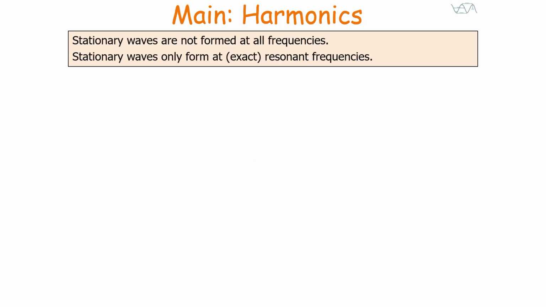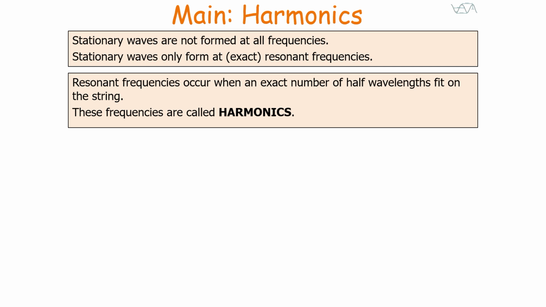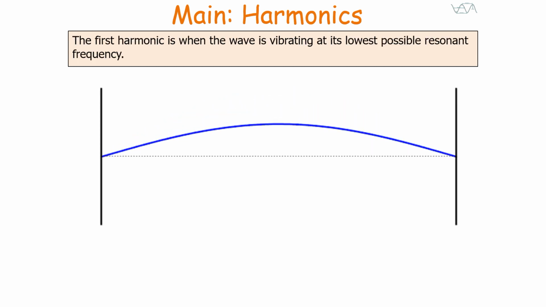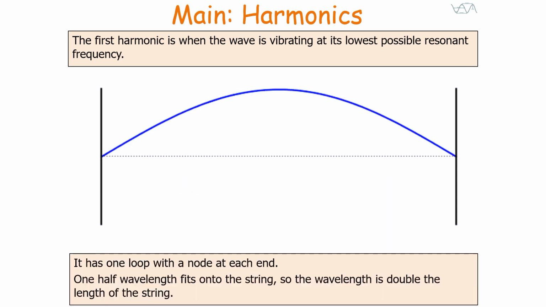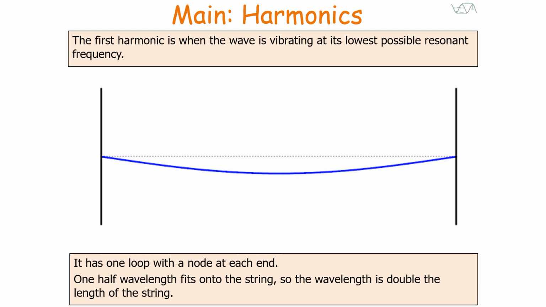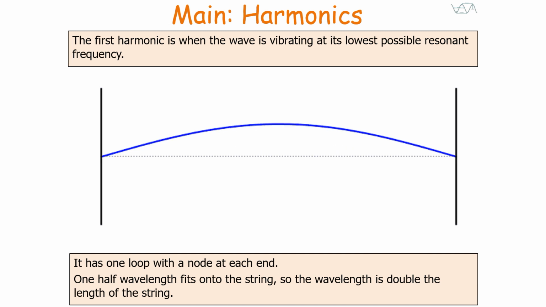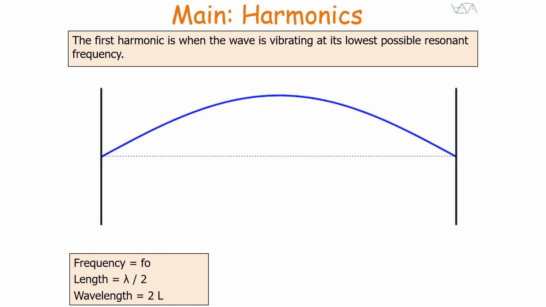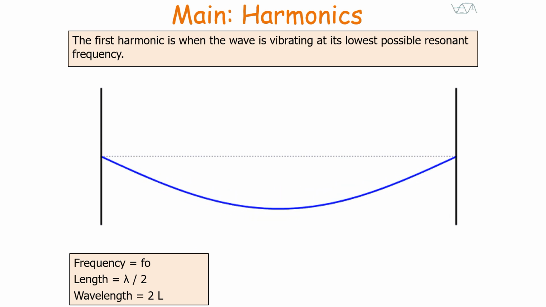So as we said before, stationary waves are not formed at all frequencies. Stationary waves only form at exact resonant frequencies. Resonant frequencies occur when an exact number of half wavelengths fit on the string, and these frequencies are called harmonics. The first harmonic is when the wave is vibrating at its lowest possible resonant frequency. You'll notice from this diagram it has a loop with a node at each end. In this example of the first harmonic, one half wavelength fits onto the string, so the wavelength is double the length of the string. The frequency is f0, the length is lambda over 2, and therefore the wavelength is 2L.